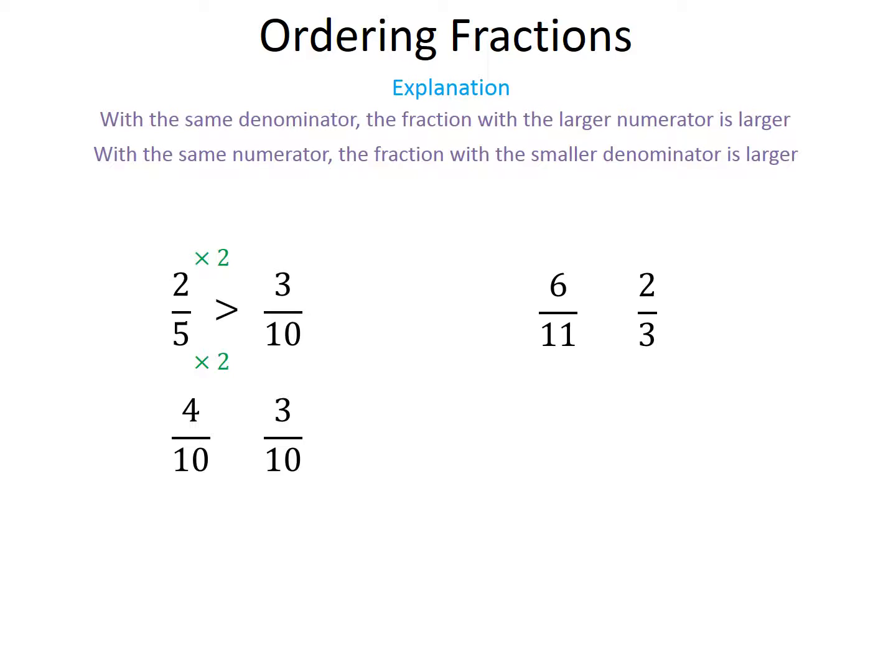And now in the second one here, this time if I try and turn 3 into 11, well, you can't do that. That's a bit difficult. But you can turn 2 into 6, which is nice. So 2 times 3 gets 6. So let's multiply them by 3 on top and bottom. Notice this time I found the lowest common numerator, not the lowest common denominator.